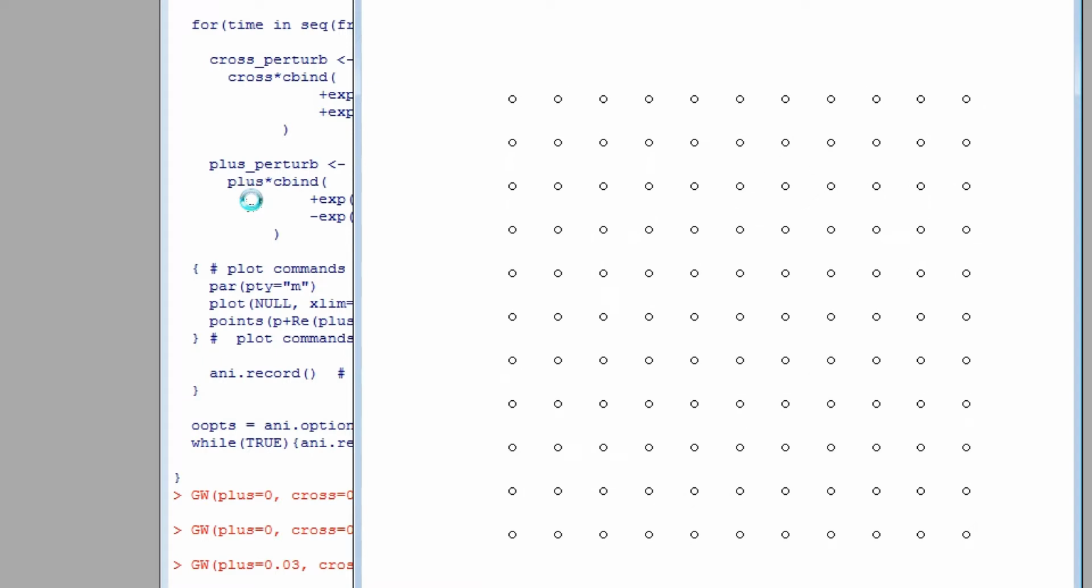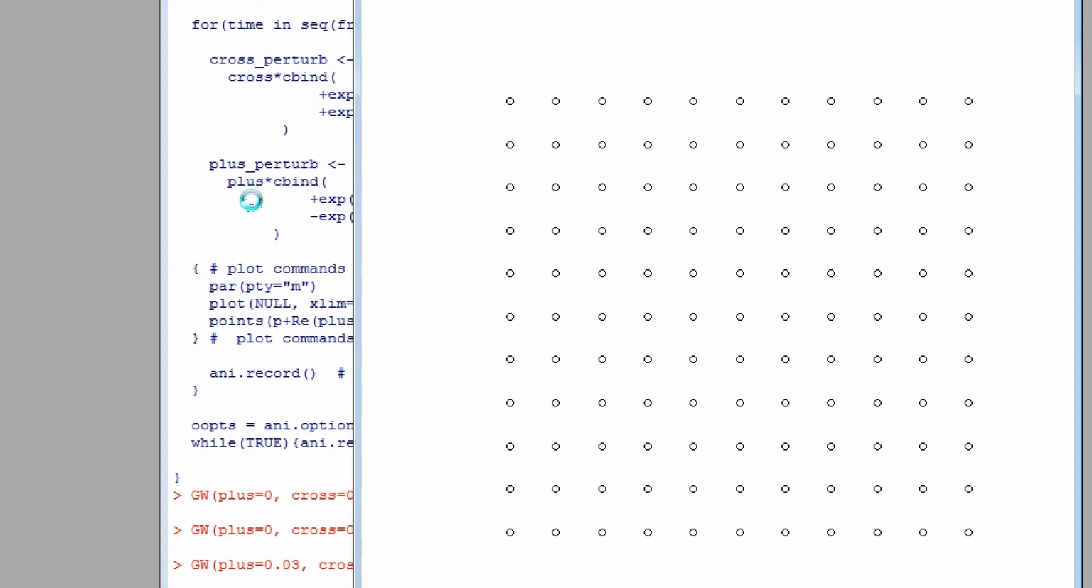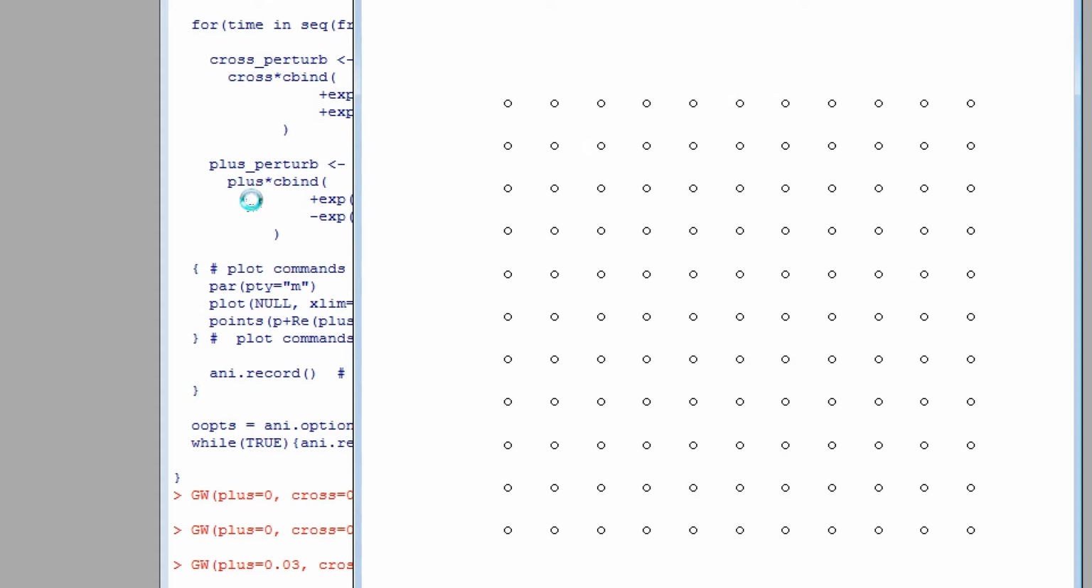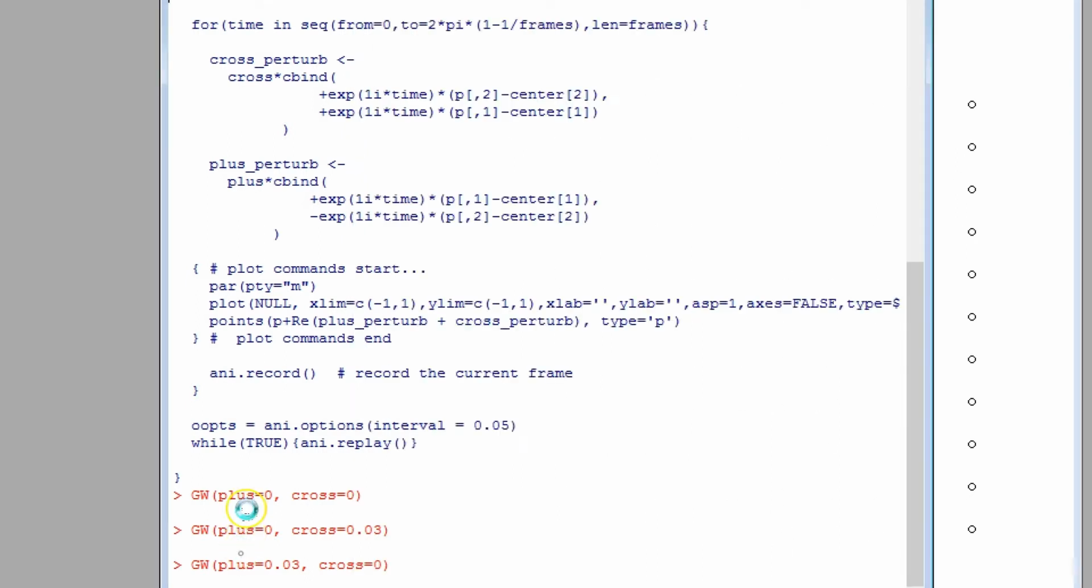Each one of them is at rest. Each one is a local inertial frame. There you go. Let's stop that.